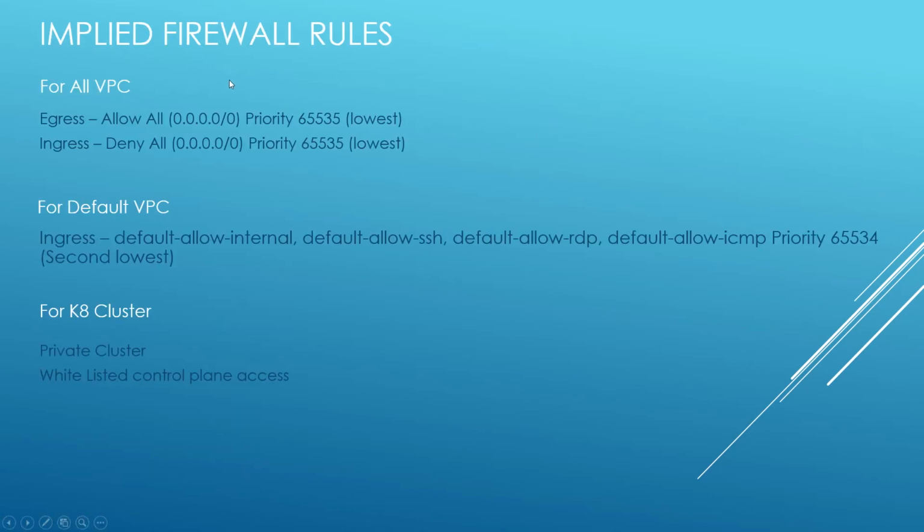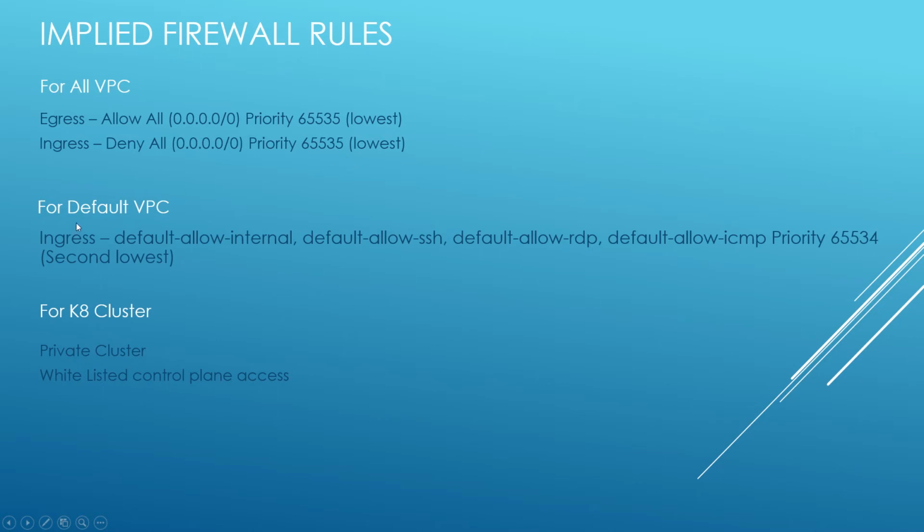Implied firewall rules. This is common for all the VPCs. The first one is the egress rule. This allows all traffic from all IPs to go out with a priority of 65535. Whether it is going to reach the destination or not depends upon the destination firewall rule. The next one is ingress. Deny all incoming traffic from all IP addresses with a priority of 65535.